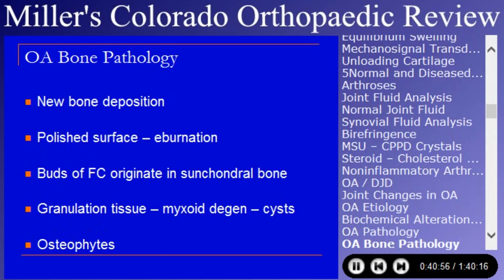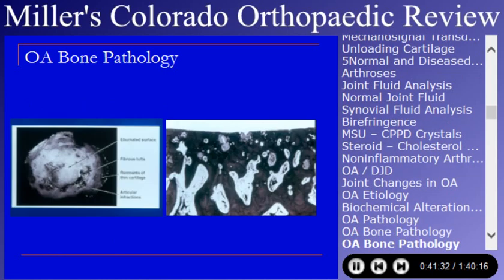There is new bone deposition. The subchondral bone is thickened. The surface of the joint gets polished. The name for that is eburnation. Buds of fibrocartilage originate in the subchondral bone. Granulation tissue forms as a healing response. It undergoes myxoid degeneration, leading to the formation of the subchondral or degenerative cyst. Osteophytes are a common accompaniment of osteoarthritis and are not as commonly seen in the inflammatory arthritises.